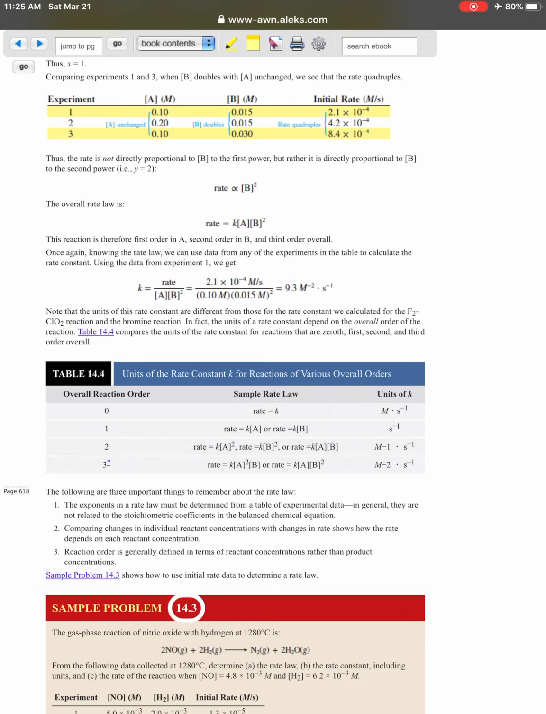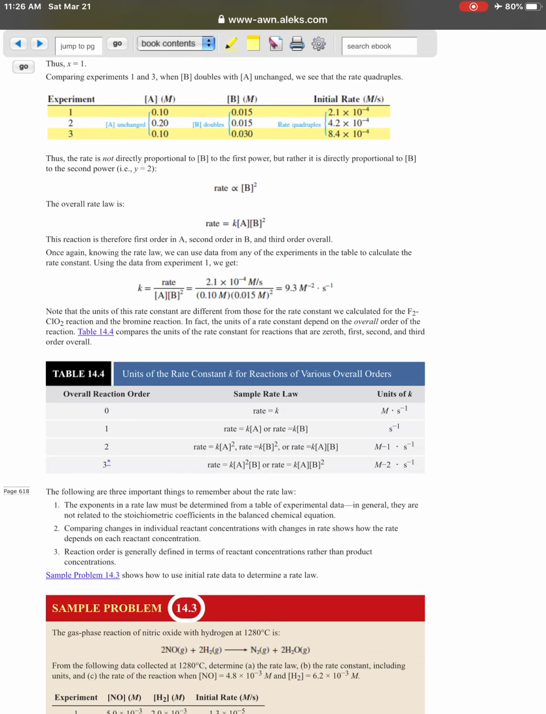Using the data from experiment 1, we get k equals rate over the concentration of A to the first power divided by the concentration of B to the second power. Putting in the numbers for that particular experiment 1, again, you can use any of them, it's equal to 2.1 times 10 to the minus 4 molarity per second divided by 0.10 molar divided by 0.015 molar squared. That would be equal to, again, use your calculator to get the same number, 9.3 molarity to the minus 2 seconds to the minus 1.